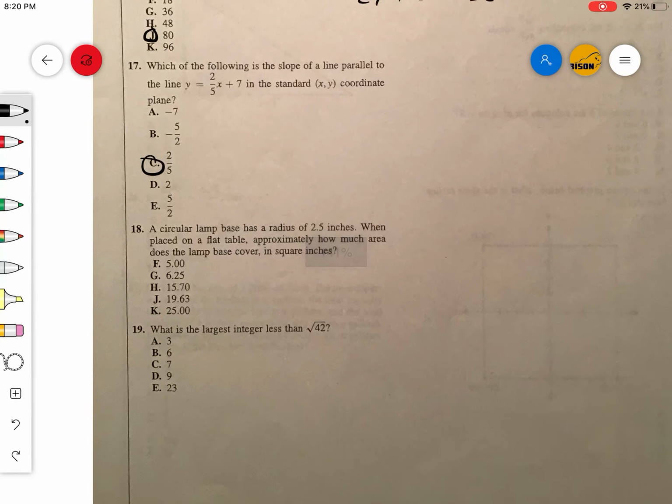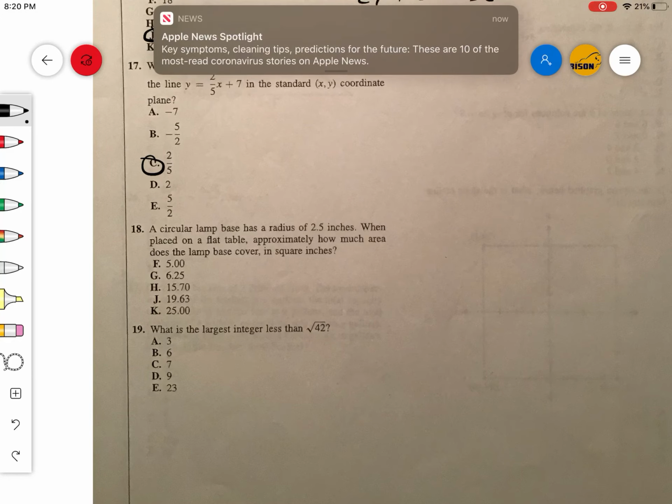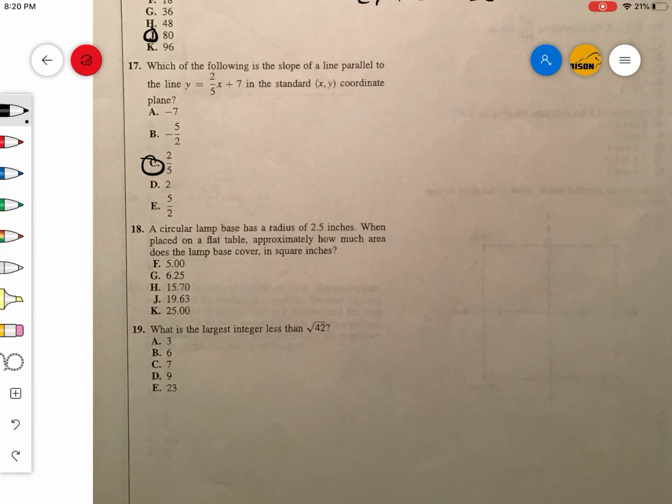Number 18. A circular lamp base has a radius of 2.5 inches. When placed on a flat table, approximately how much of the area does the lamp base cover in square inches? Okay, so all we're saying here, we got a circular base. That's one of the worst circles I've ever drawn. We got a circular base. It has a radius of 2.5 inches, and they basically want to know what's the area of it.